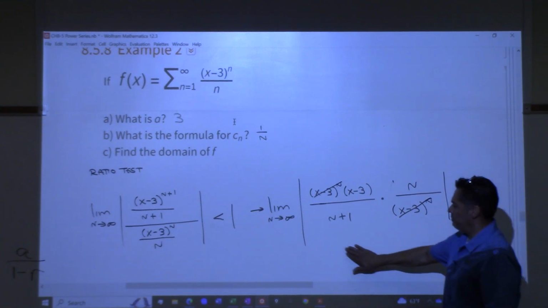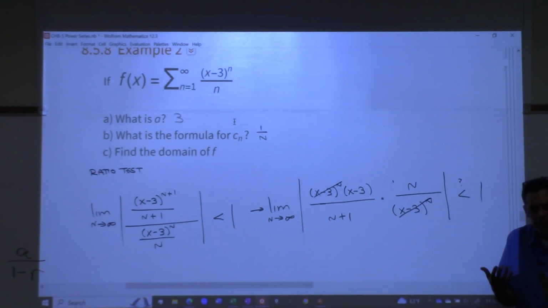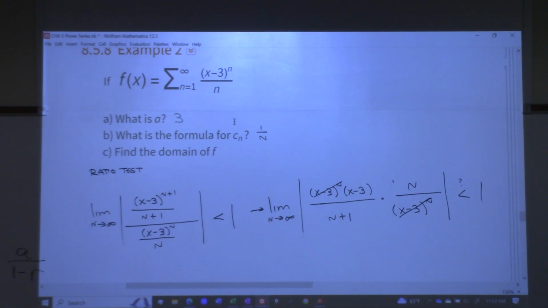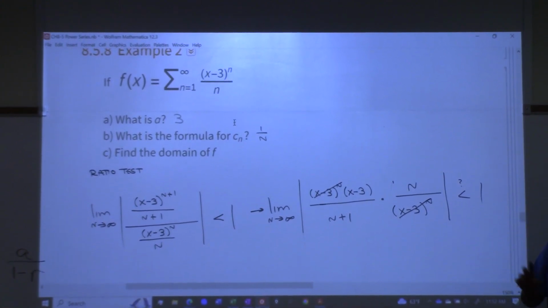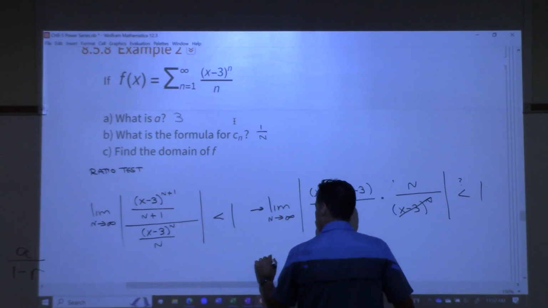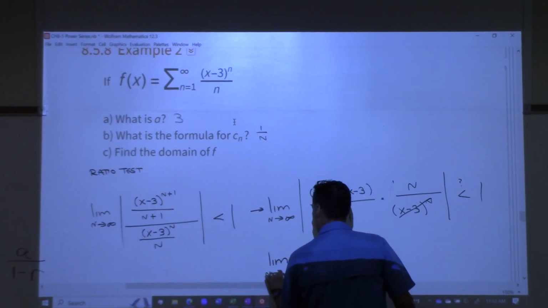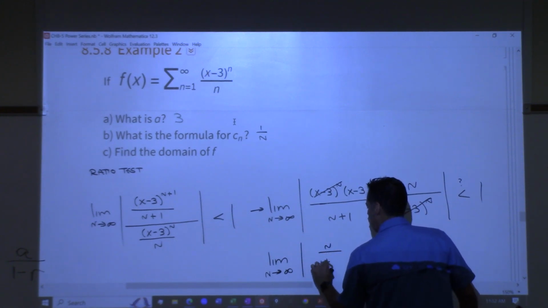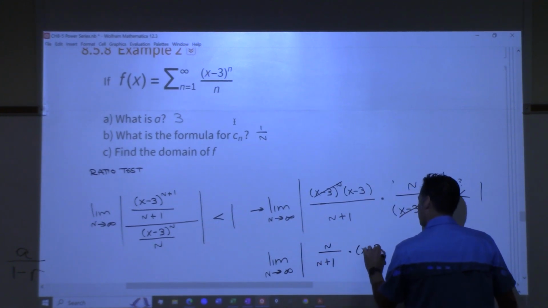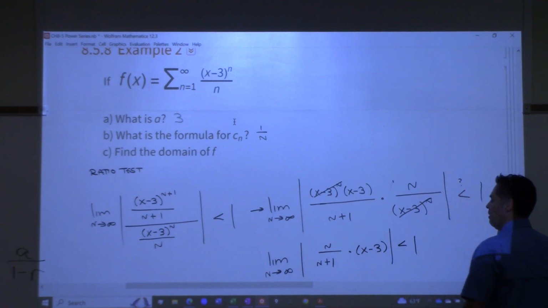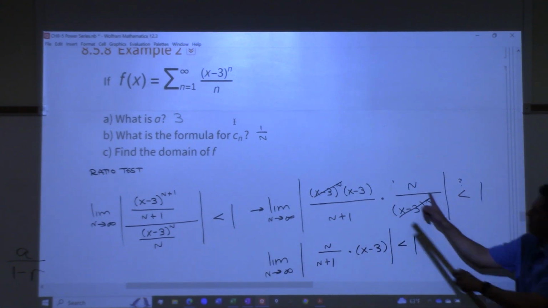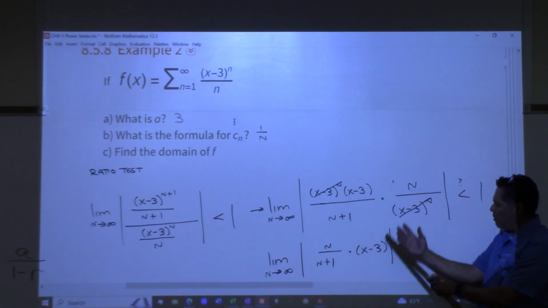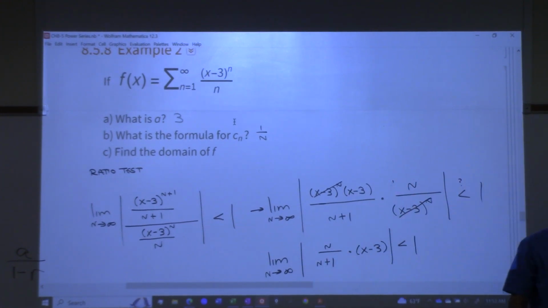Now, at this point, the standard rule of thumb for me when I do these problems is that I want to know what's happening to the piece with n in it, right? And the part with x in it is kind of a separate thing. So I like to split this up into two different ideas. I have limit n goes to infinity, absolute value, n over n plus 1 times x minus 3, absolute value less than 1. So I'm putting the n stuff together, and then I bring the stuff with x's and separate it out into two different factors.